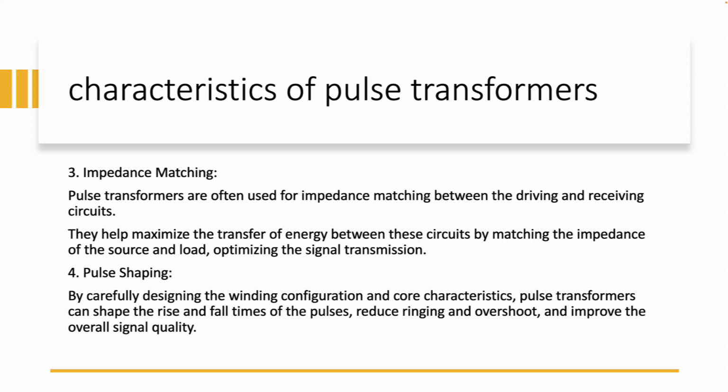Pulse shaping. Pulse transformers can be used for pulse shaping and pulse modulation. By carefully designing the winding configuration and core characteristics, pulse transformers can shape the rise and fall times of the pulses, reduce ringing and overshoot, and improve the overall signal quality. Application examples. Pulse transformers find applications in various fields, including telecommunications, data communications, pulse power systems, high-speed digital circuits, radar systems, pulse generators, and power electronics.